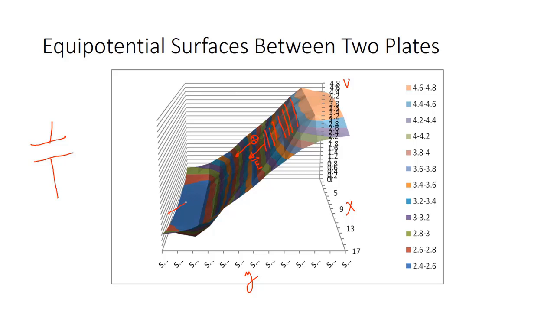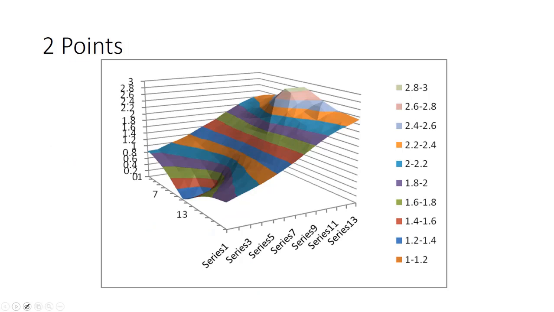We have arbitrarily, through the use of our multimeter, set V equal to 0 at the bottom. And this one appears to have a maximum V of about 4.2. This is 2 points.